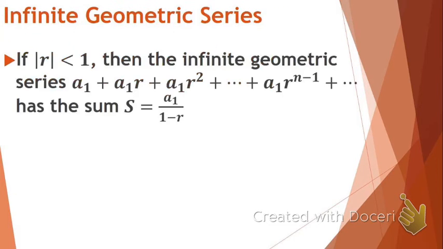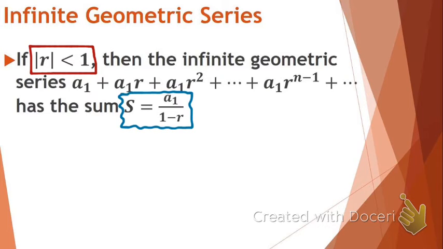I'm going to skip these couple slides. We'll come back to these in a minute. This is what I'm talking about right here. An infinite geometric series. If the absolute value of r is less than 1, then the infinite geometric series formula simplifies to this.